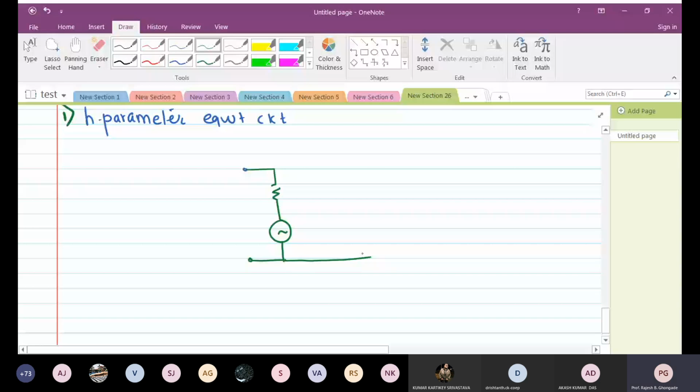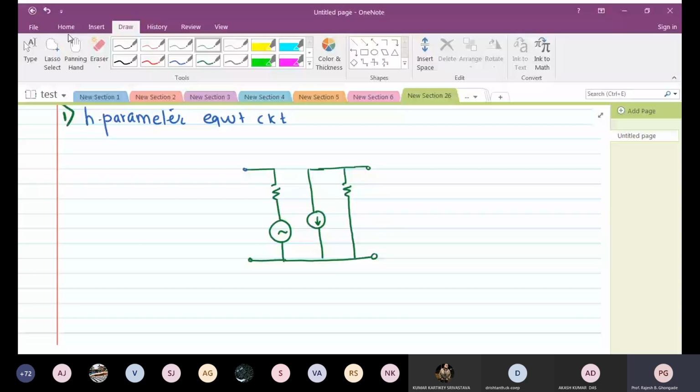I'm just reproducing the H parameter equivalent. Now this is the transistor. I've completed the transistor. Okay, I'll label it in different color.